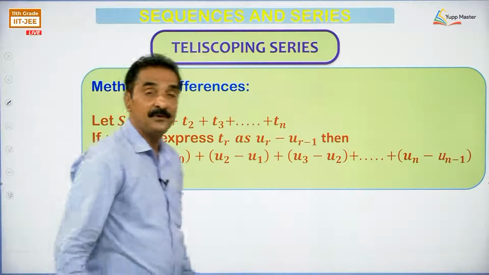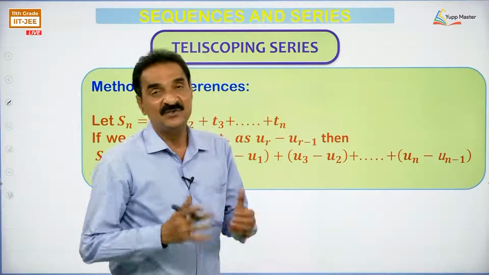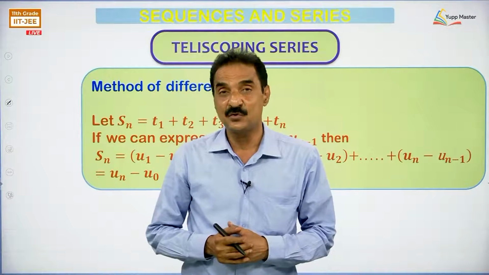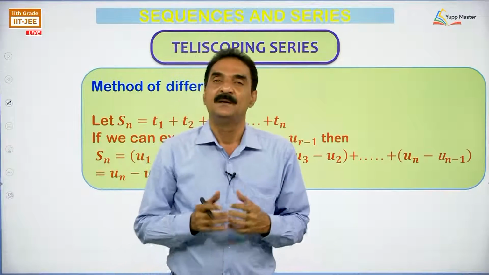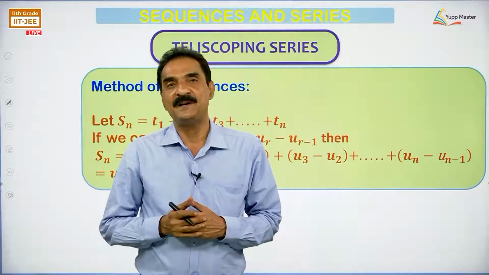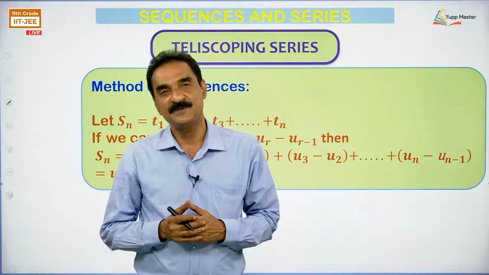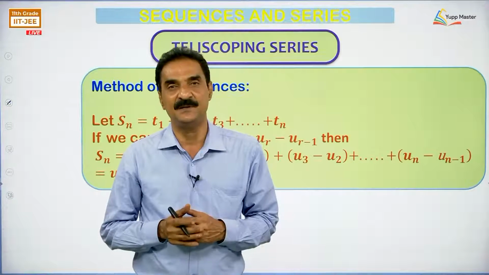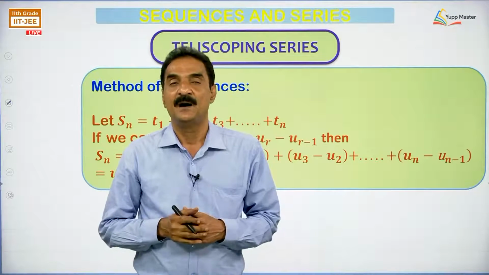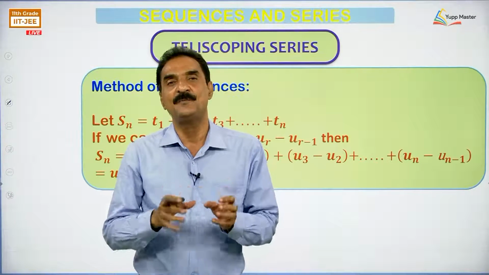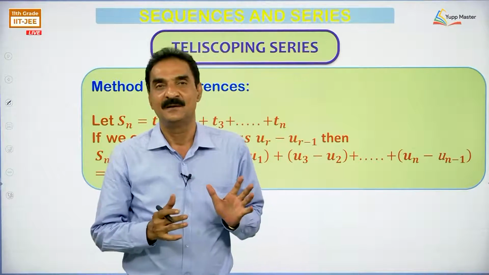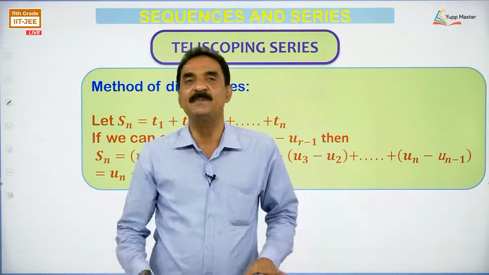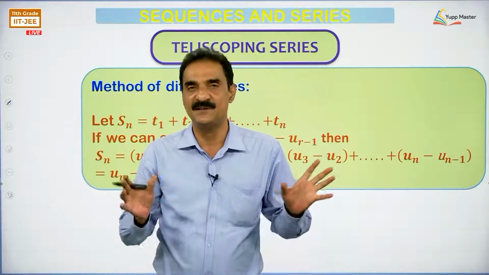Now we are going to discuss telescoping series. What is a telescoping series? You remember one general point. You know the sum of n terms of AP, sum of n terms of GP, sum of n terms of AGP. We have derived. Other than these three, if you want to find the sum of any series, this is the only method. Telescoping series is the only method for finding any other series.